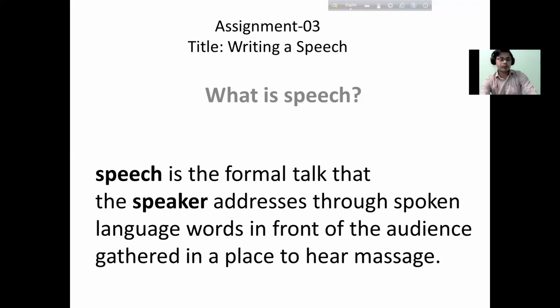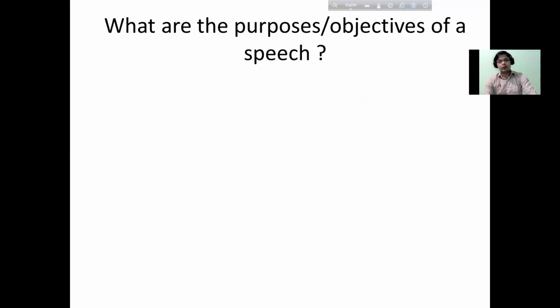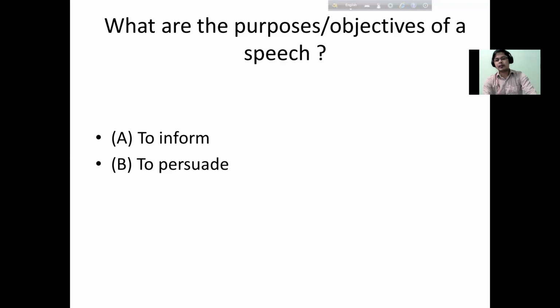What are the purposes and the objectives of a speech? To convince the people. First one is to inform. That means the information you need to share with others, to convince them to achieve your certain goals. And another thing, to persuade, to accept your point of view. These are the objectives of a speech. And another thing, to instruct or entertain. These are the purposes behind a speech.